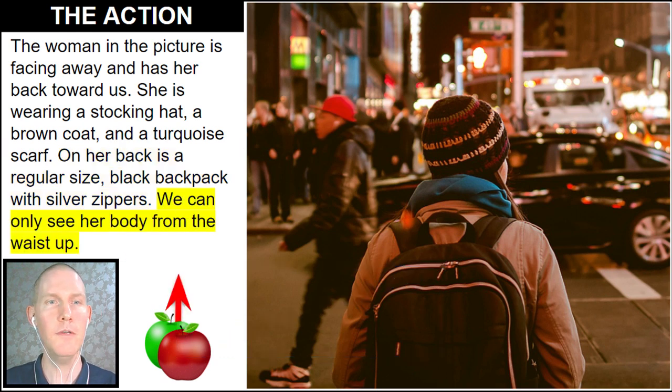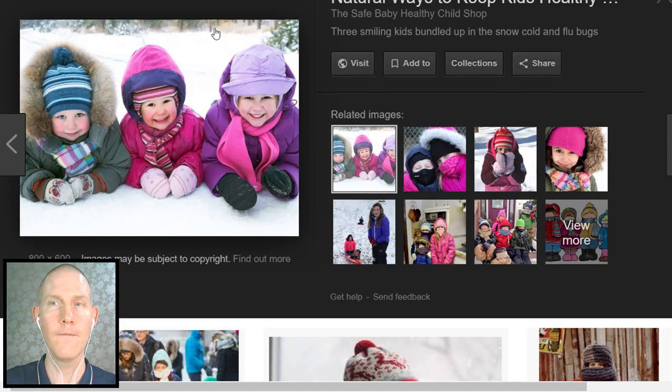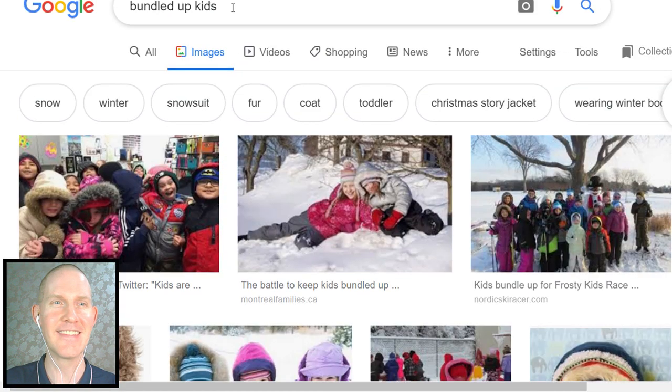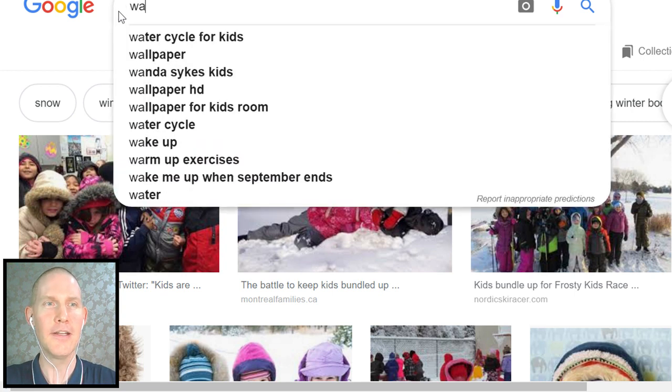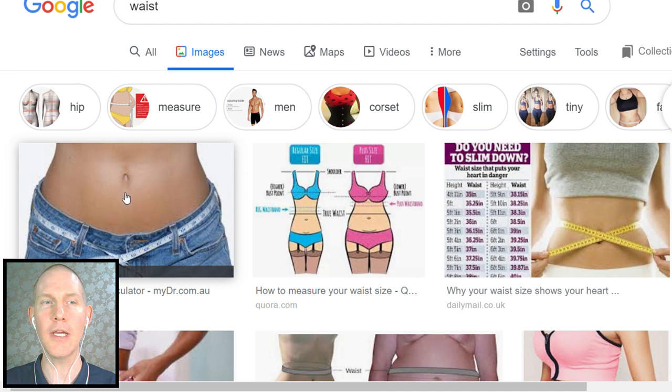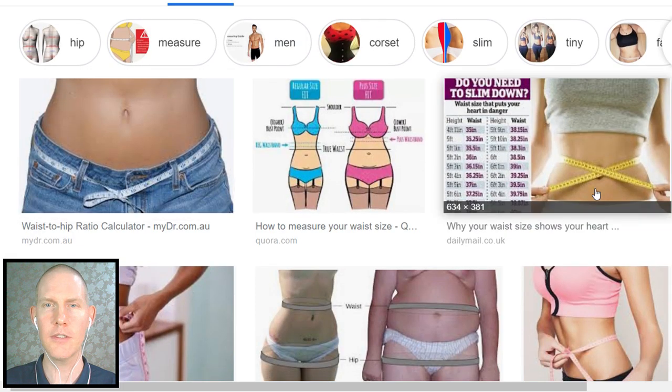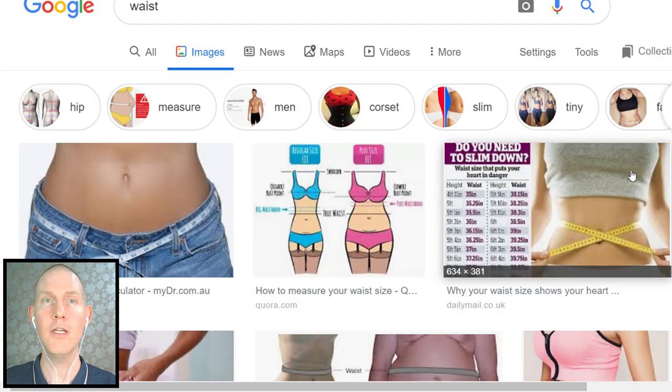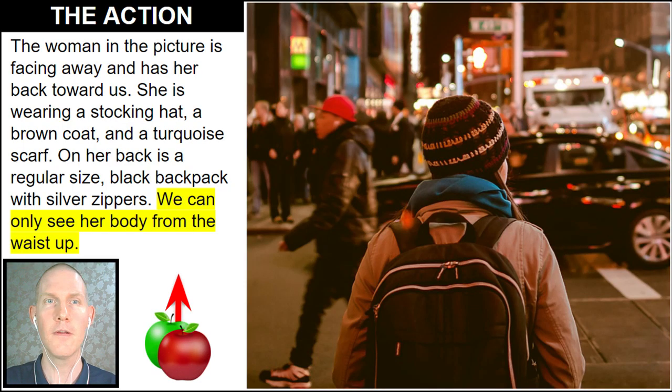Okay, let's move forward. We can only see her body from the waist up, right? So your waist is, let's take a look. What is your waist? So your waist is your midsection, right? So this is your waist, the section around your middle, right? Your abdomen. Okay, so we can only see her from her waist up, so we don't know what kind of pants she's wearing or stuff like that.